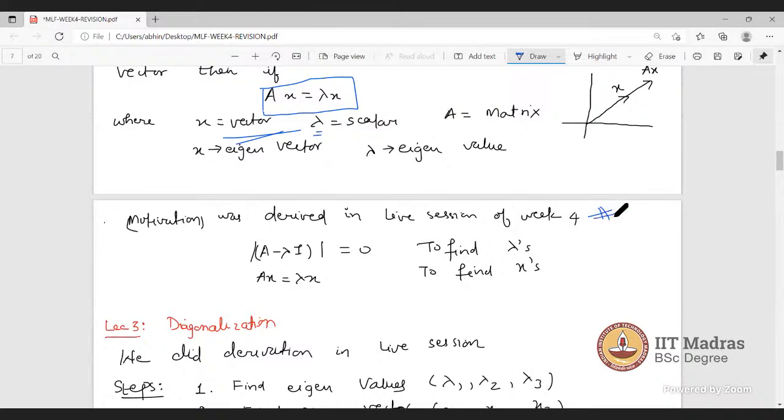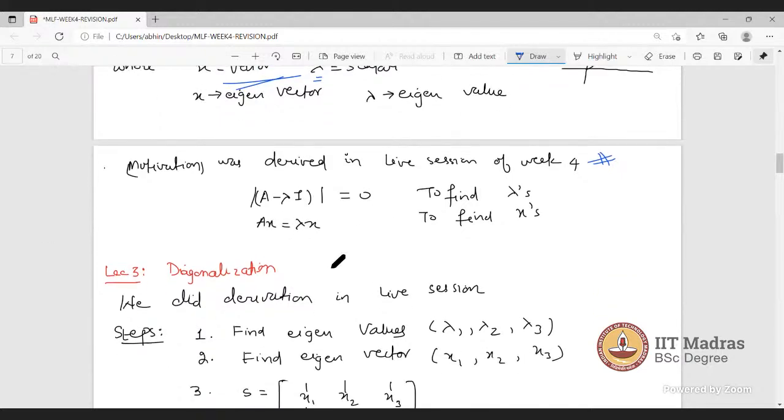I think in the second live session of week 4 we covered it, so you can refer to it in the first half. We have derived it completely. Now the next important part is how to find eigenvalues. To find eigenvalues, you take the determinant of A minus lambda I and equate it to 0. And to find eigenvectors, you use Ax equal to lambda x. This is also important from the exam point of view.